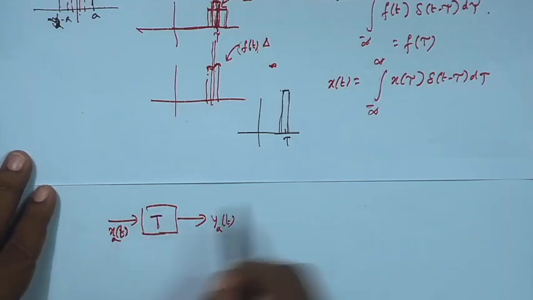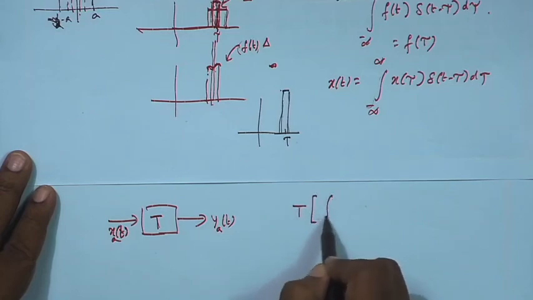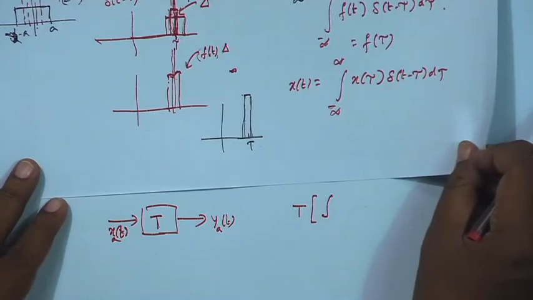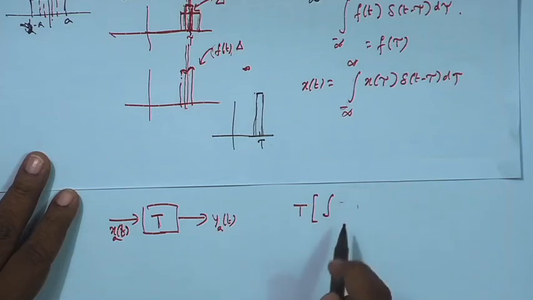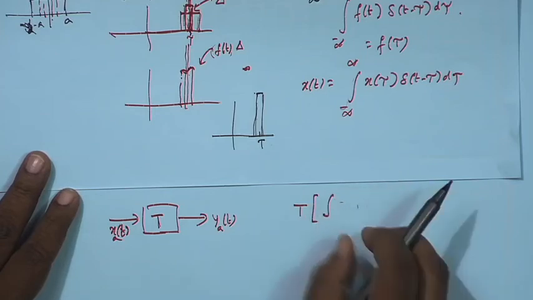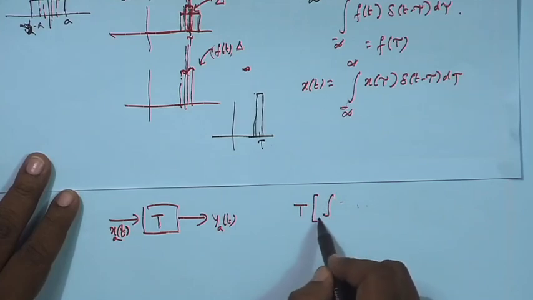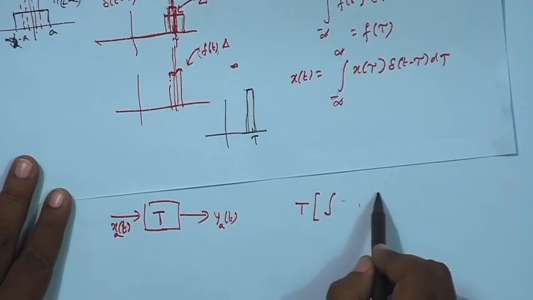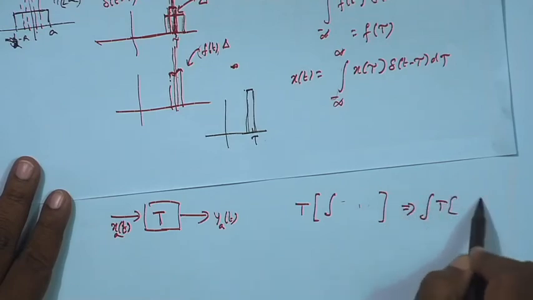Okay. Linear means T working on any summation, T working on a summation of signals. So, there is superposition of signals, the response will be summation of the individual responses, but summation means in this case continuous summation, that is why it will be integral. T of this will be same as integral T of whatever you have.